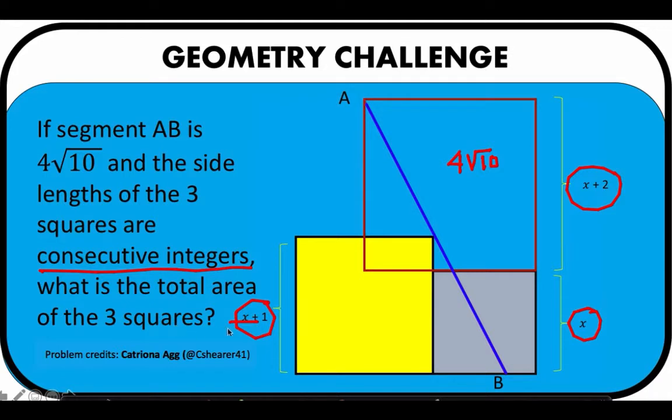We want to find the total area of these three squares. So the idea here is, if we can find the side length of the smallest square, which is x, then we can find the side lengths of the two other squares. And when we know the side length of the square, then we can square it to find the area. So we need to find the value of x.